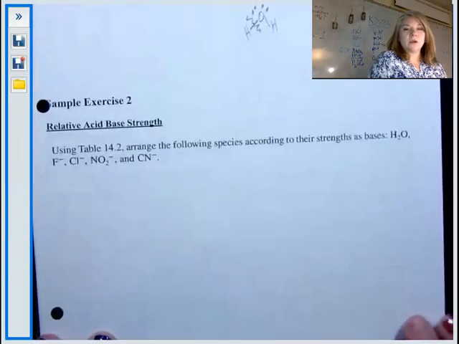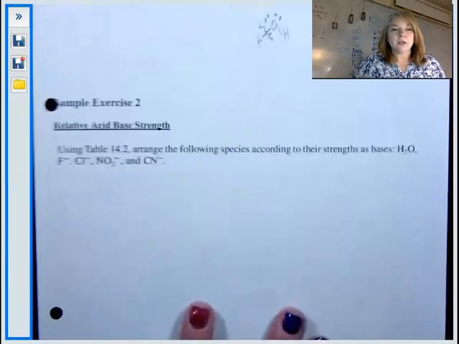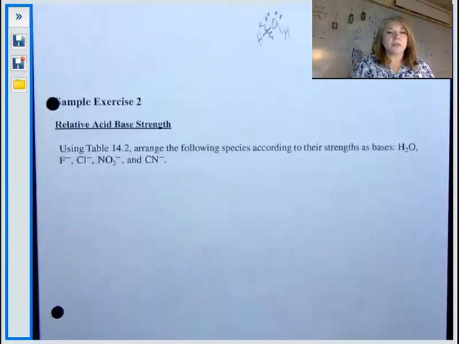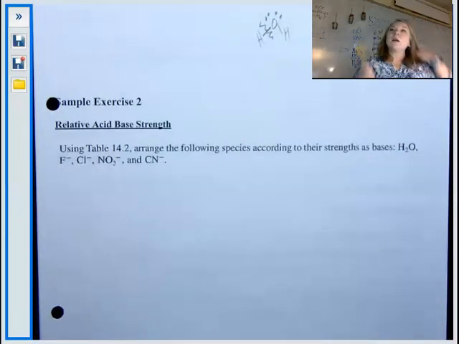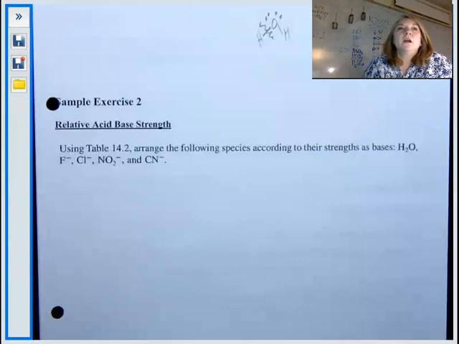Okay, so this is actually what your concept check was asking you to do. So we're going to use table 14.2 to arrange the following species according to their strengths as bases. So bases. Now, here's the concept we need to remember. Strong acids produce conjugates that are stronger or weaker than water. You guys wrote this down a few minutes ago. So strong acids produce conjugate acids that are weaker than water. Weak acids produce conjugates that are stronger than water.